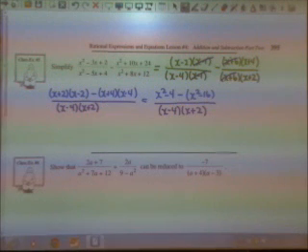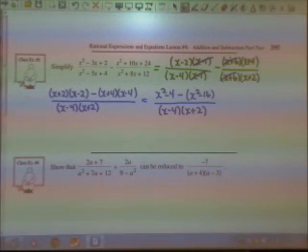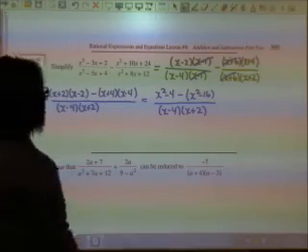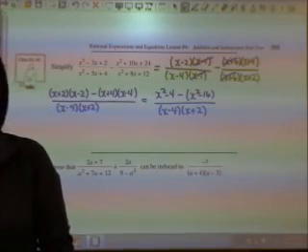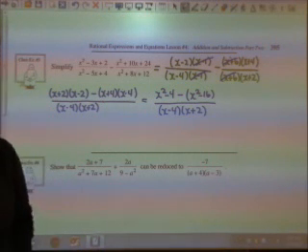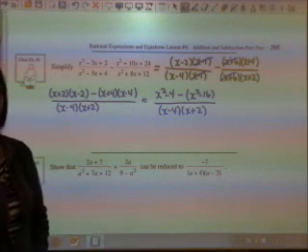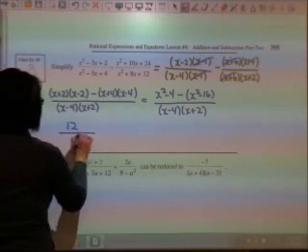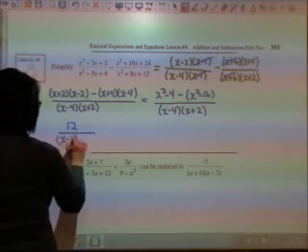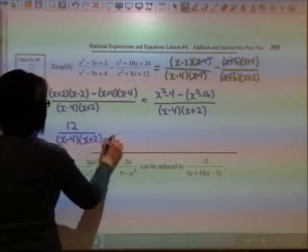Make sure you put brackets around that second expression because I have to subtract the entire expression. So now I have x squared minus x squared, which would equal 0. And negative 4 minus negative 16 is 12. So I'd have 12 over x minus 4 times x plus 2.